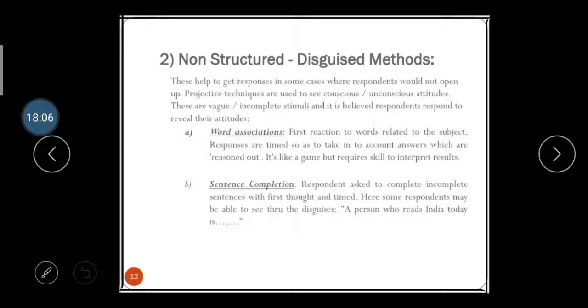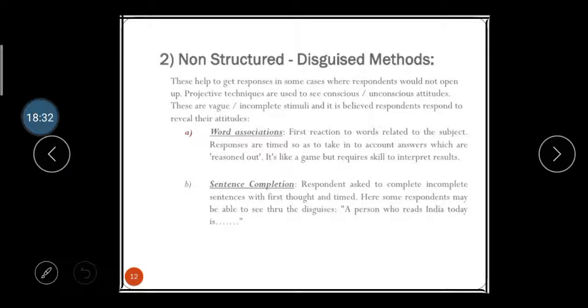Then after the non-structured and disguised method, there are projective techniques. This helps to get a response in cases where the respondent would not open up. So projective techniques are used for concealed and unconscious attitudes. So there are vague, incomplete stimuli to which the respondent responds and reveals their attitude. So the first one is word association.